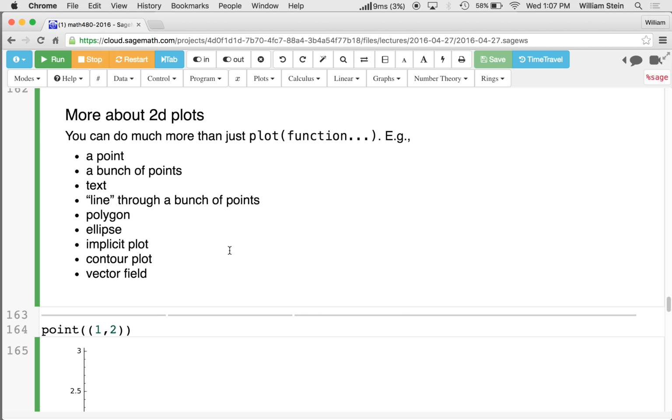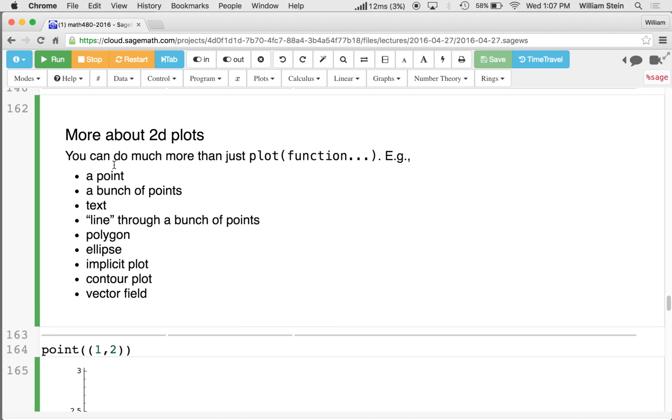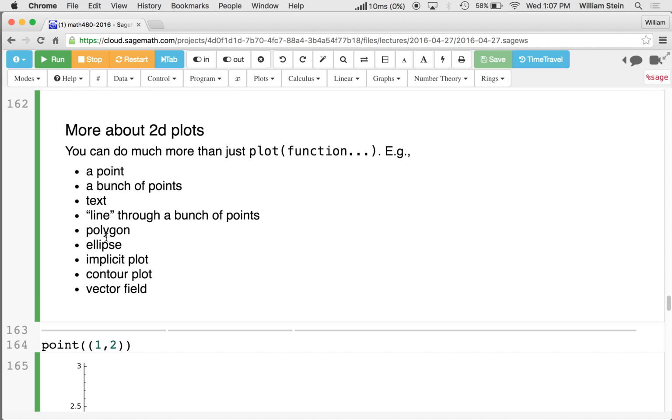Now let me show you a little bit more about 2D plots. You can do a lot of other things besides plotting a function. You can plot a point, you can plot a cluster, a whole bunch of points, you can plot text, and the text plotting is very flexible. You can adjust the angle of the text, how it's centered relative to other things, and what the color of the text is. You can put arbitrary LaTeX formulas in your text, and it all gets typeset really nicely. You can put the text wherever you want. You could draw a line that goes through a bunch of points. It's obviously not a straight line, it's really a sequence of line segments.